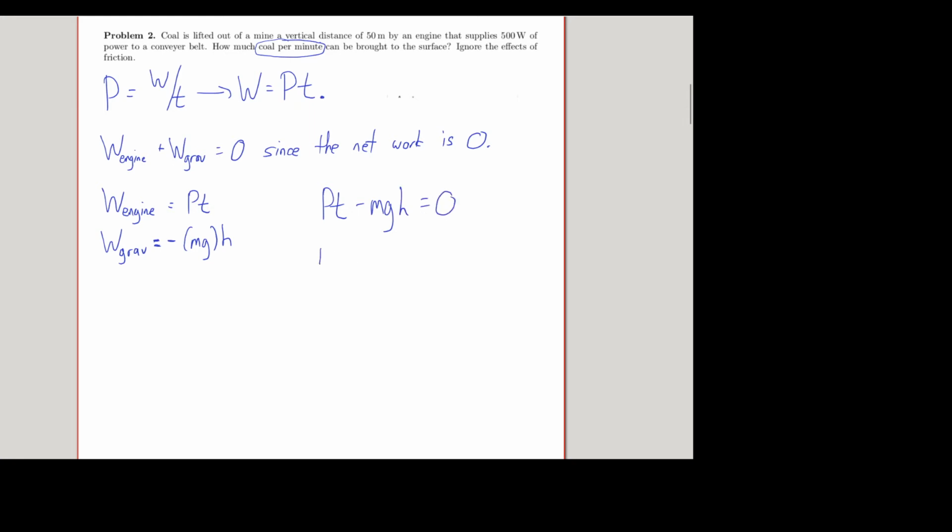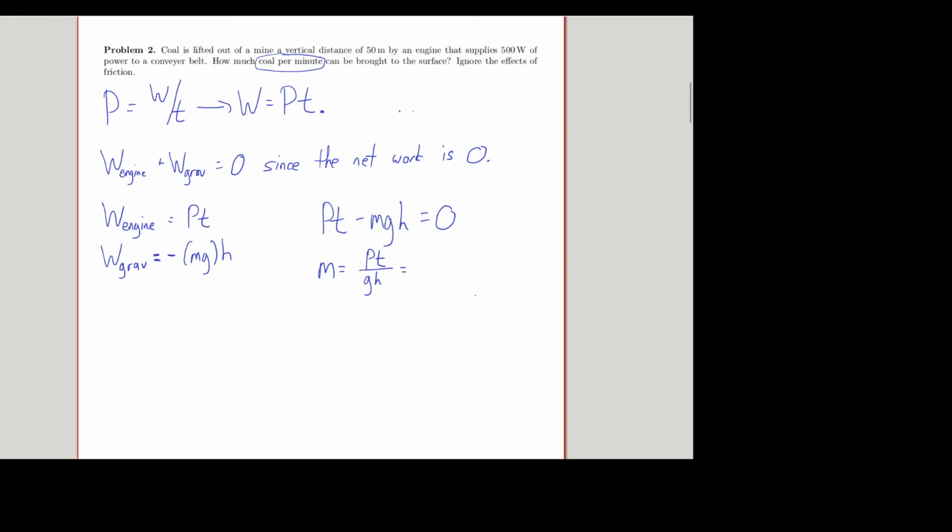So solving for m is power times time divided by g times h. Given the things that I have, this is 500 watts multiplied by 60 seconds divided by 10 meters per second squared times 50 meters. Conveniently enough, I can see a factor of 500 that I can cancel in both numerator and denominator. So I'm going to get 60 of something.